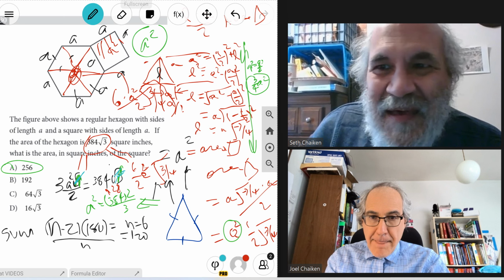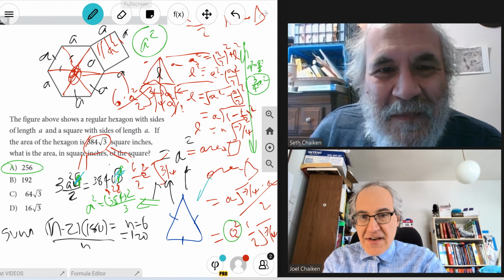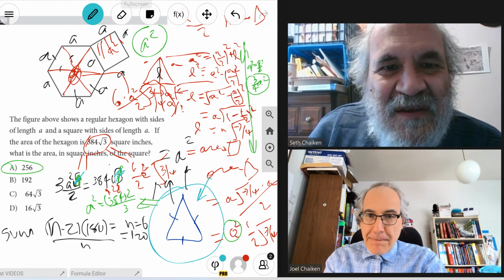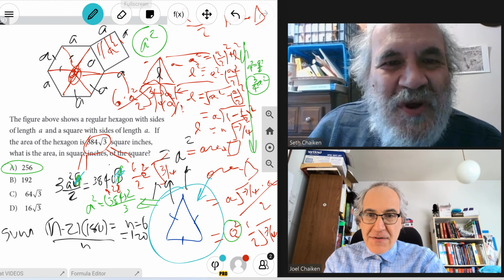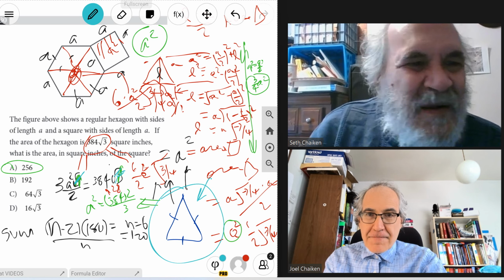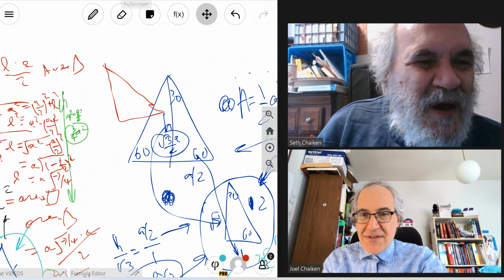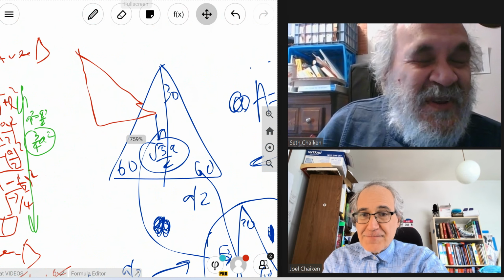Oops. Well, here's a 30, 60, 90 triangle. We have one line. I want to draw a new one. Where are you drawing? We don't see it. I'm drawing it. Oh, you can't see it? All right, here's your 30. No, there it is. There's your 30, 60, 90 triangle.